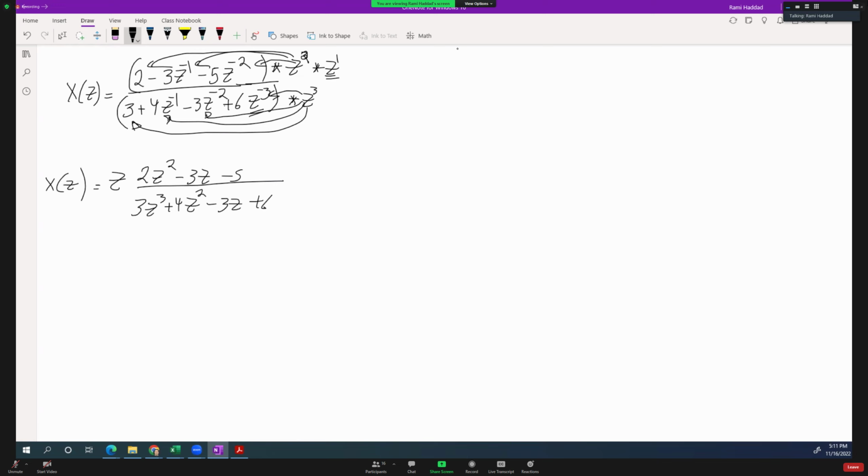Now, if I was asked to do partial fraction, I can take this z and have X of z over z equal to 2z squared minus 3z minus 5 over 3z cubed plus 4z squared minus 3z plus 6, and continue with my work. Does that help, Skylar? Yes, thank you. Perfect.